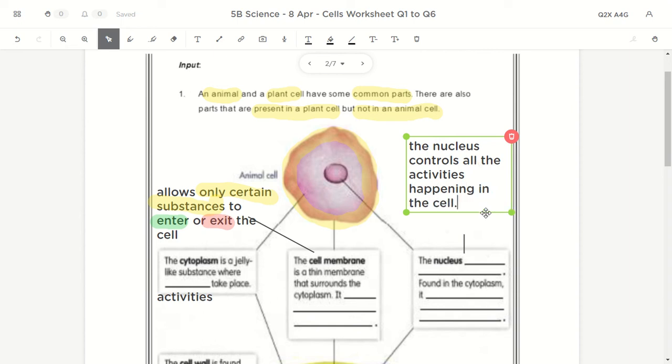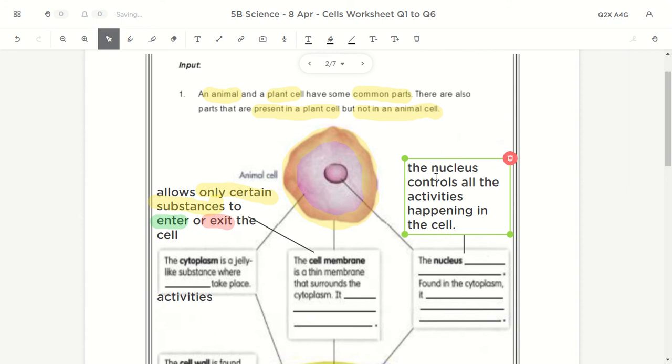Okay, so the first part is this. The nucleus, as I said before, is like the brain. It controls everything that is happening in the cell. The difference between cytoplasm and nucleus is that the nucleus is the brain. It controls the activities happening in the cell, while the cytoplasm is the place where activities are taking place. So one is the marketplace, one is the brain in a sense.